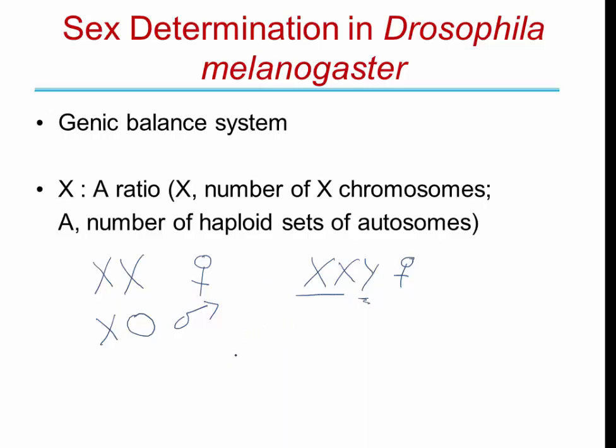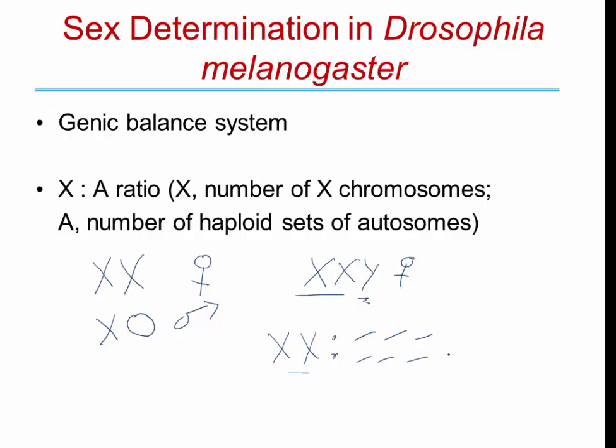But it's a little bit more complicated than that. It's not just the number of X chromosomes. So fruit flies have 4 pairs of chromosomes. They have the sex chromosomes, and then they have chromosomes 1, 2, 3, and 4. So this is chromosome 1, and we also have chromosome 2, 3, and 4.